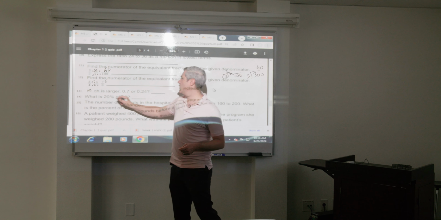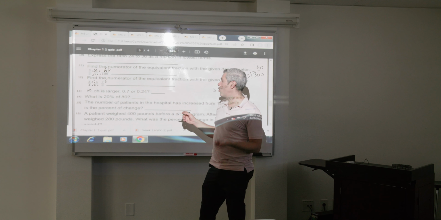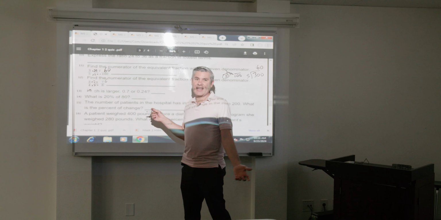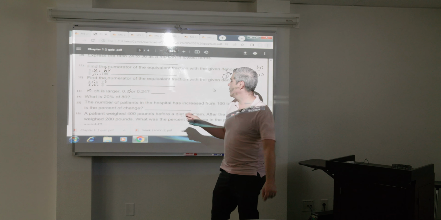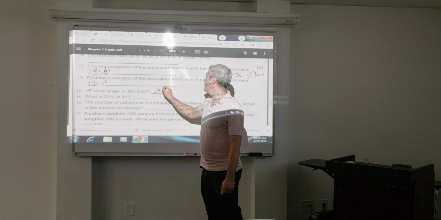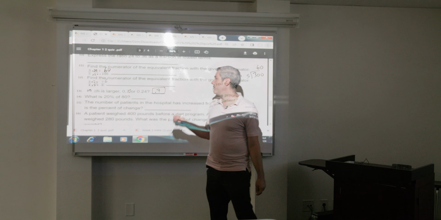So it says which is larger, 7/10 or 24/100. See it like money. You could add another invisible zero. 70 cents or 24 cents, of course 0.70, or 0.7, would be bigger.